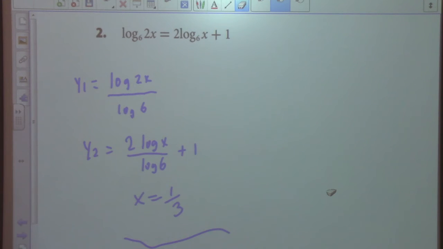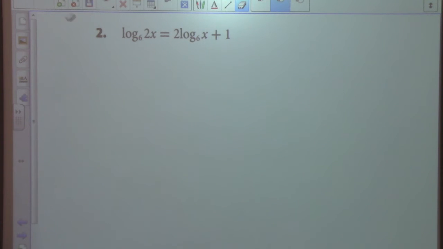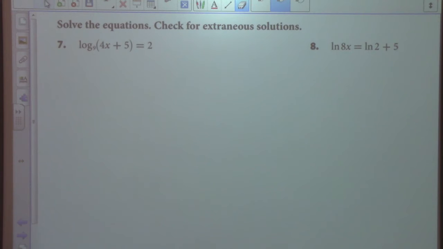And now I want to skip ahead to number 7. We'll spend the rest of the time solving algebraically what these things are. So probably we'll try to do 7 through 10 today. And we also bring in something we've talked about in the past called extraneous solutions. So let's look at problem 7 first.